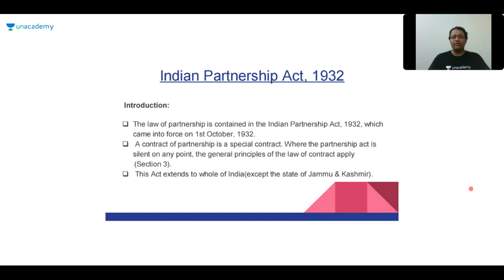So yesterday we started off speaking about the Indian Partnership Act. The law of partnership is contained in the Indian Partnership Act 1932, which came into existence on 1st October 1932. A contract of partnership is a special contract where, if the Partnership Act is silent on any point, the general principles of the law of contract apply. This act applies to the whole of India except the state of Jammu and Kashmir.